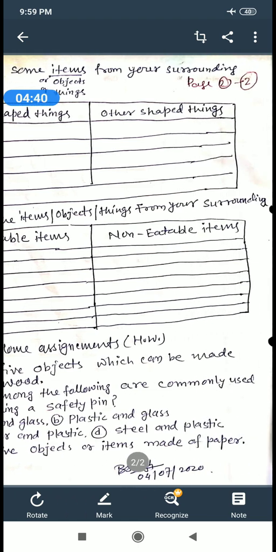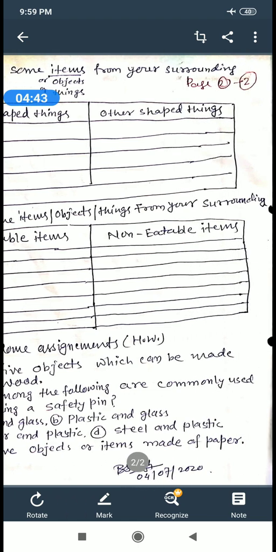The other part of the question is about other shaped things. It means objects having a shape other than round, like triangular, rectangular, square, etc. So from your observation put 5 items of round shape and 5 items having other than round shape.